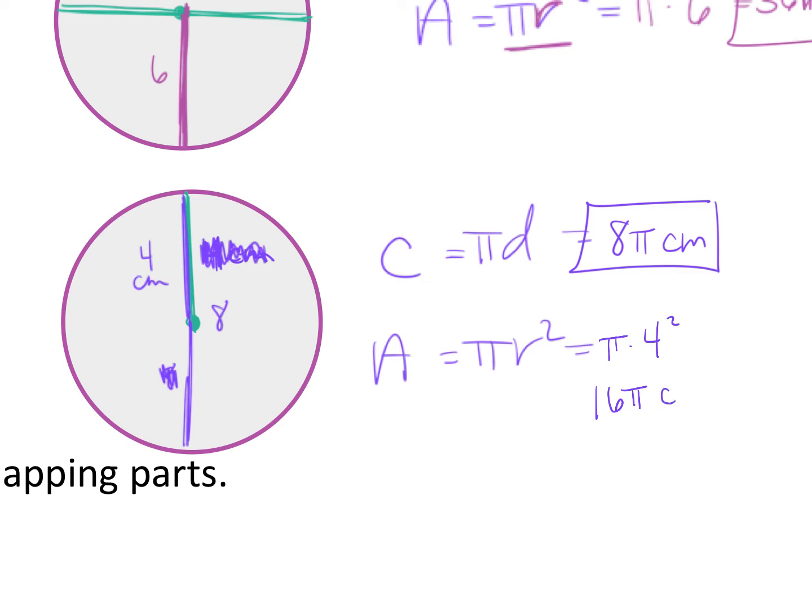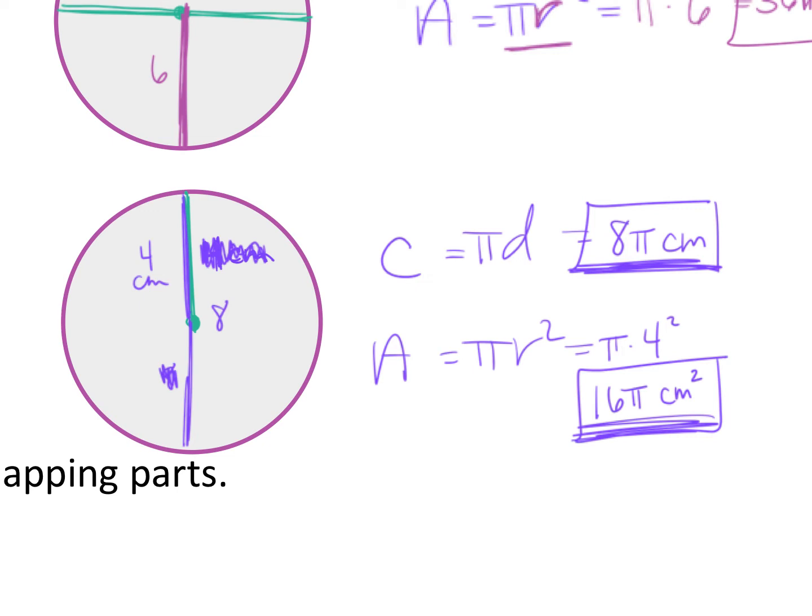Is it centimeters? Centimeters squared, right? Area is always square units. So 8 pi centimeters for circumference, 16 pi centimeters squared for area. Okay? So circumference and area. If it asks you to round to the nearest tenth, do you remember what you do?